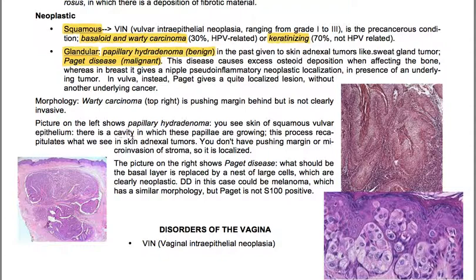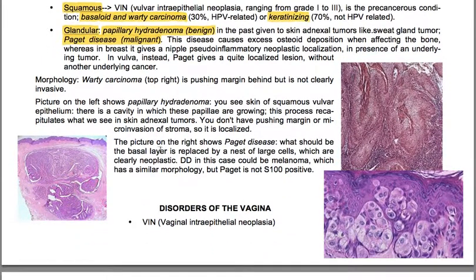There is a cavity in which this papilla are growing. This process recapitulates what we see in skin adnexal tumors. You don't have pushing margins or microinvasion of stroma, so it's localized. On the right, you have instead Paget disease.